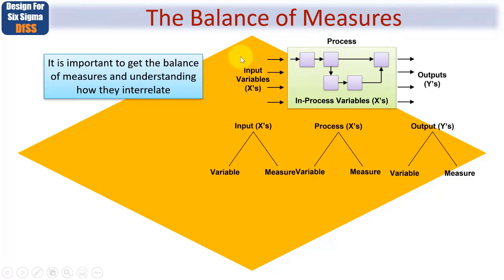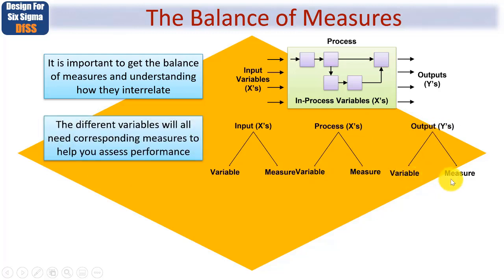You have input variables going into this process. These are called the X's. And then you've got the outputs called Y's. And what we'd want to do is look at the input X's in terms of the variables and how we're going to measure them. The process X's in terms of the variables and how we're going to measure them. And the output Y's, you've got it, and what the variables are and how we're going to measure them.